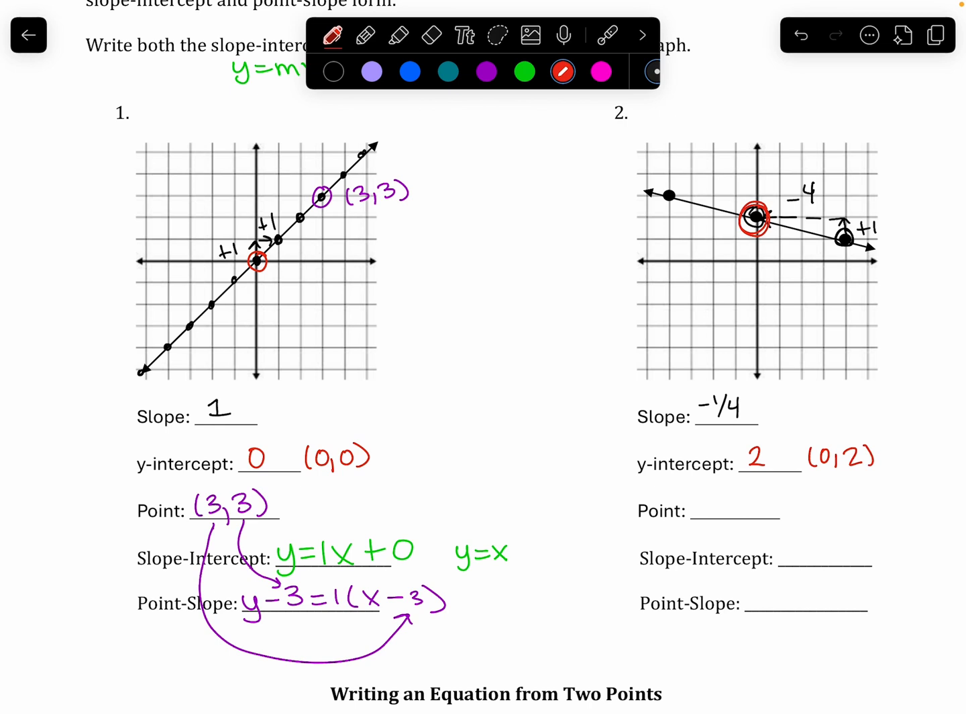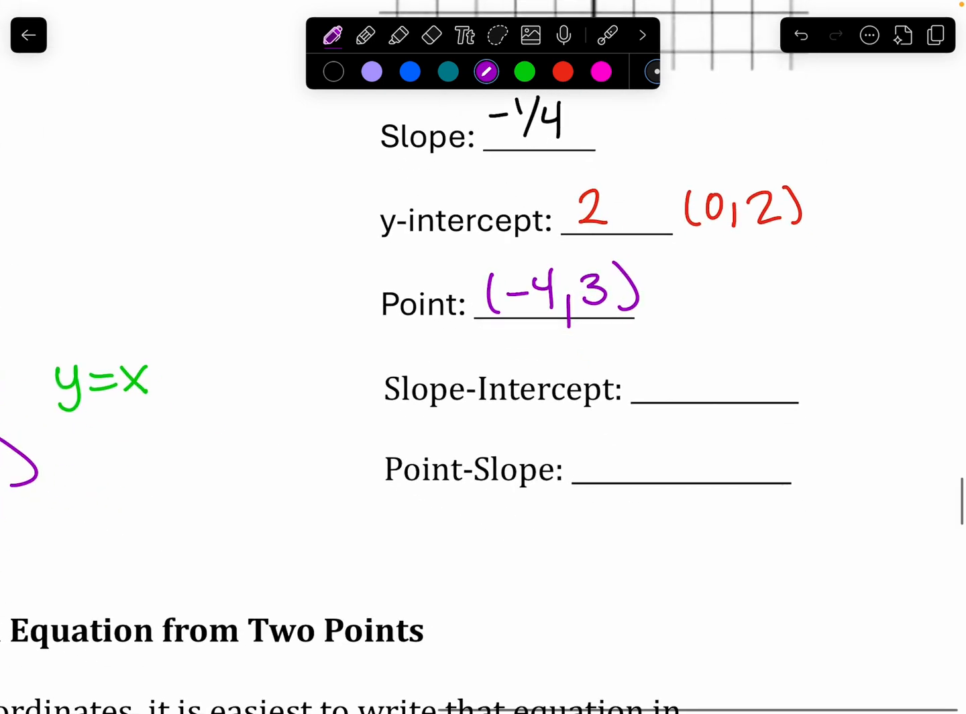Okay, your y-intercept is where your graph crosses the y-axis. That happens there at +2. You could also write this as 0, 2. And then you need a coordinate. I'm going to pick this coordinate for funsies. That is coordinate 1, 2, 3, 4, 1, 2, 3. So that is -4, +3. But again, you could have chosen another one. It matters not.